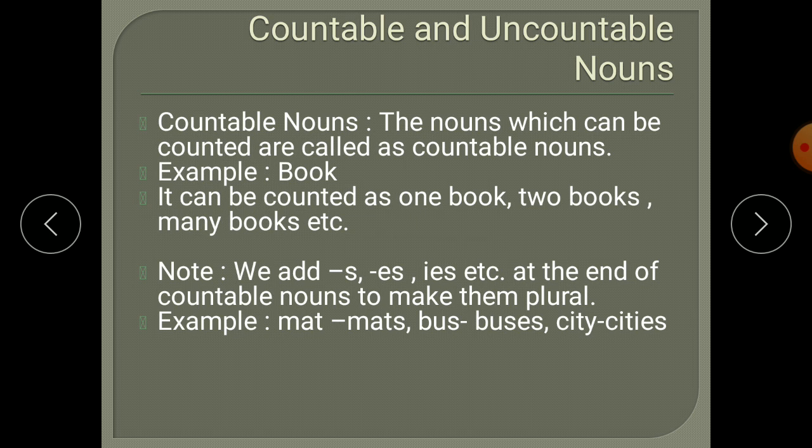The next is countable and uncountable nouns. As you can judge from the name only, countable nouns are the nouns which can be counted, like book. We can count the book. There is one book, there are two books, or many books, etc. To change a singular countable noun into plural, we add s, es, ies, etc. Children, we will learn about singular and plural nouns in the next video in detail.